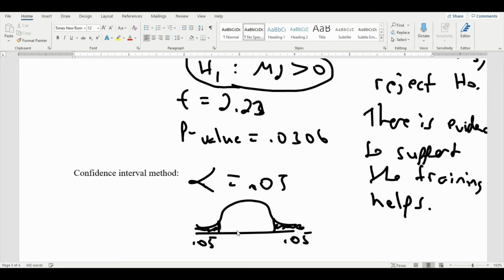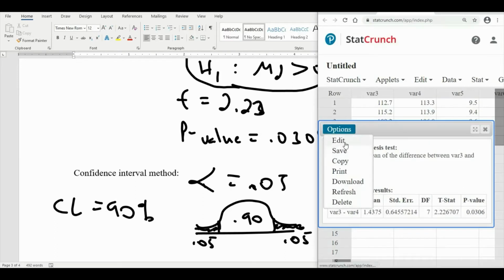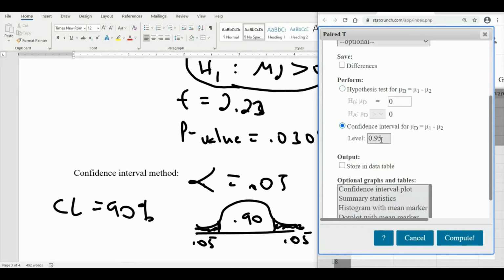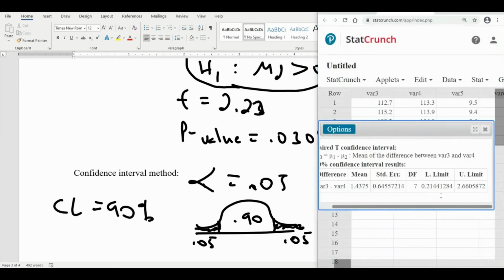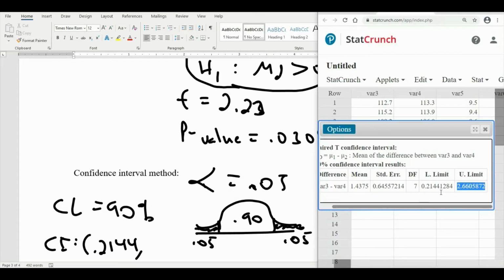So we're looking in between, because confidence intervals always look in between. So that's the same thing as 1 minus 0.05 minus 0.05, which is 0.90. And that's our confidence level, 90% or 0.90. And we need that because when I go to StatCrunch, I click on Edit. This time I'm going to go to confidence level and change that to 0.90 and click Compute. And our confidence interval is 0.2144 to 2.661.